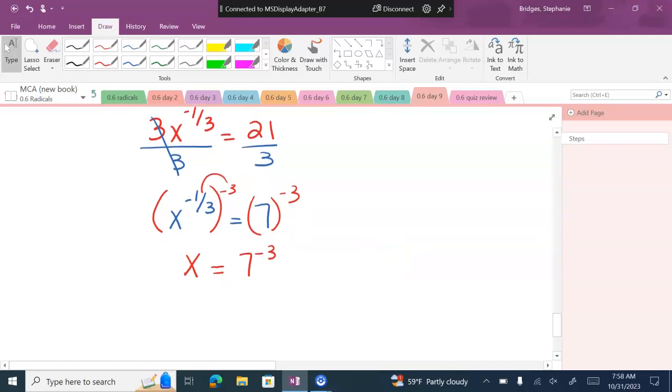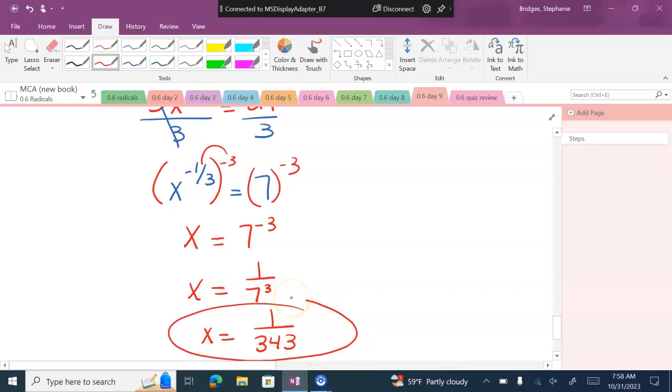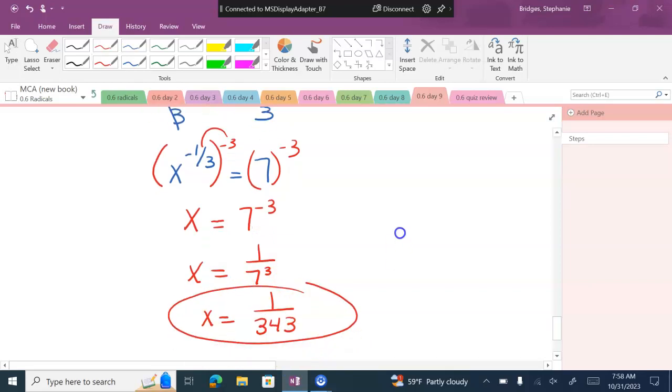What do I do with that 7 to the negative 3? It becomes 1 over 7 to the 3rd, right? And what is 7 to the 3rd power? 343, sorry. 7 times 7 is 49, times 7 more is going to be 343. So we get the answer 1 over 343.